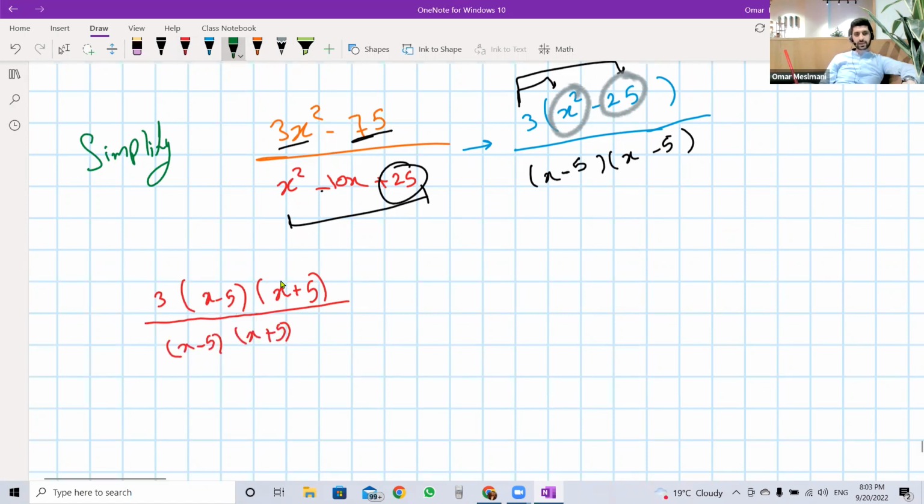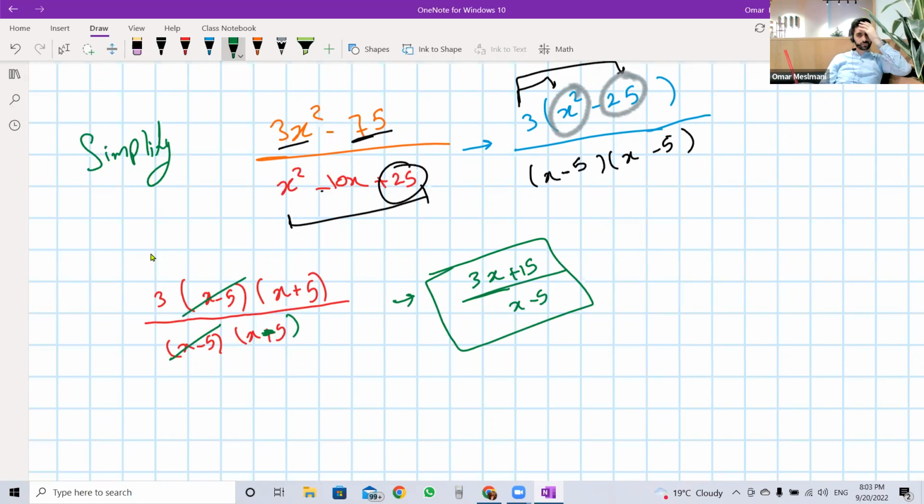So basically, you just cancel the x plus 5 with the x plus 5. Wait, that's a mistake. That's x minus 5, x minus 5. Both of them are minus. You cancel the minus with the minus. So you still have 3x plus 15 over x minus 5, and that is your answer.